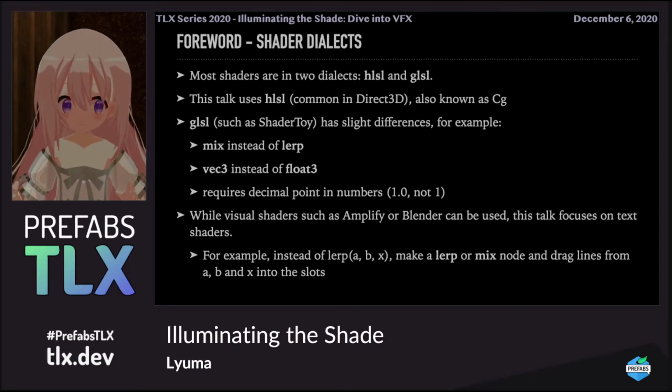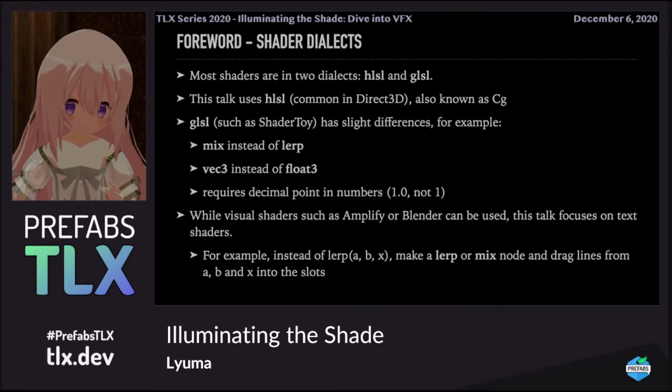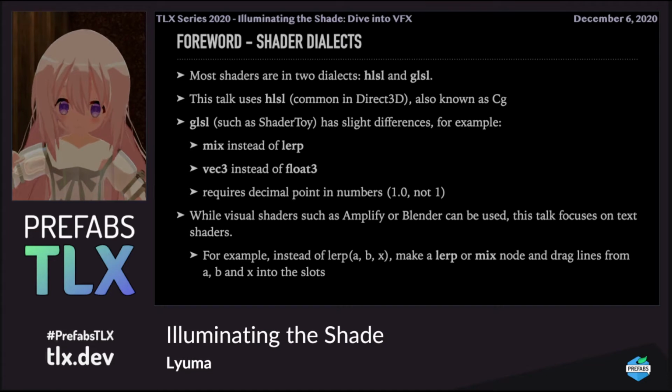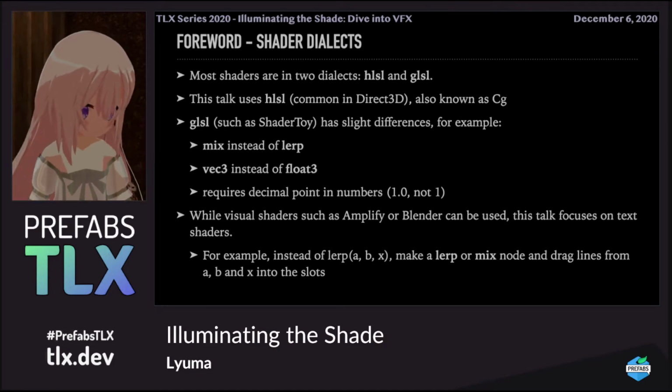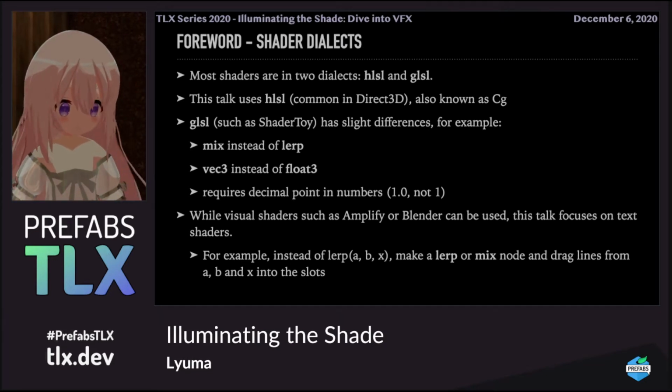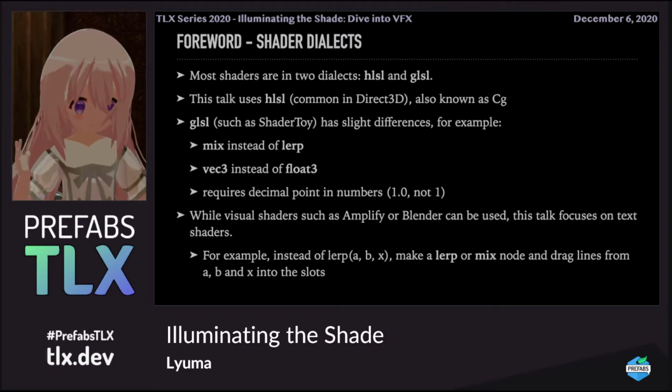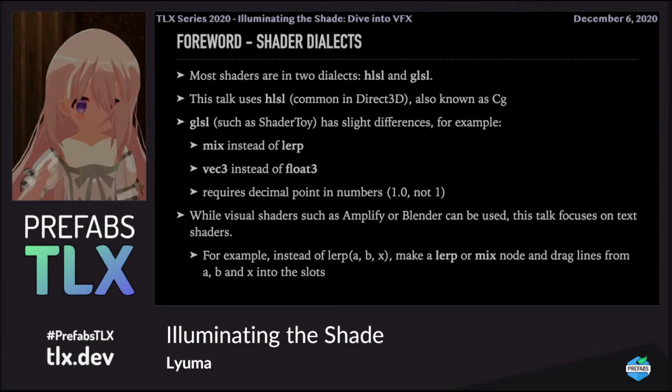GLSL is a lot more strict, so if you want a floating point number, like a float, you actually have to say 1.0. There has to be a decimal point in there, so it knows that it's a float. There are also some naming convention differences. It says mix instead of lerp, vec3 instead of float3.